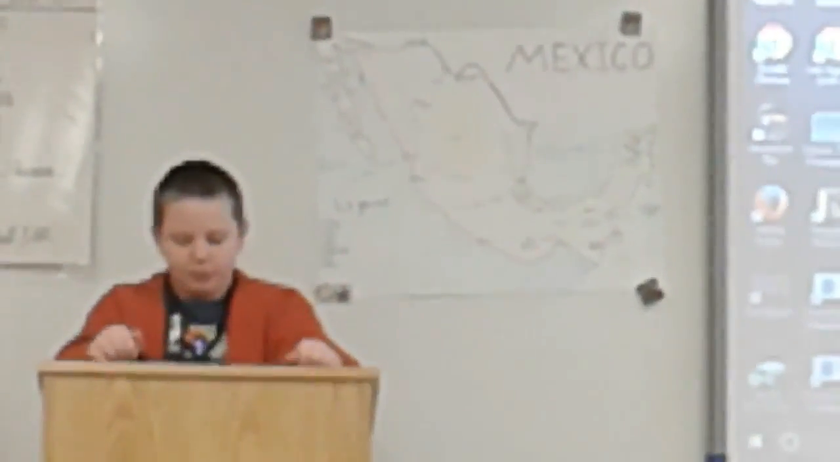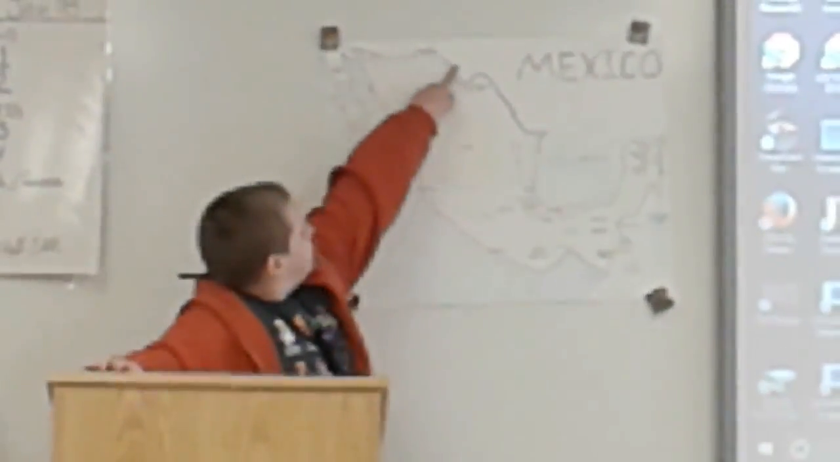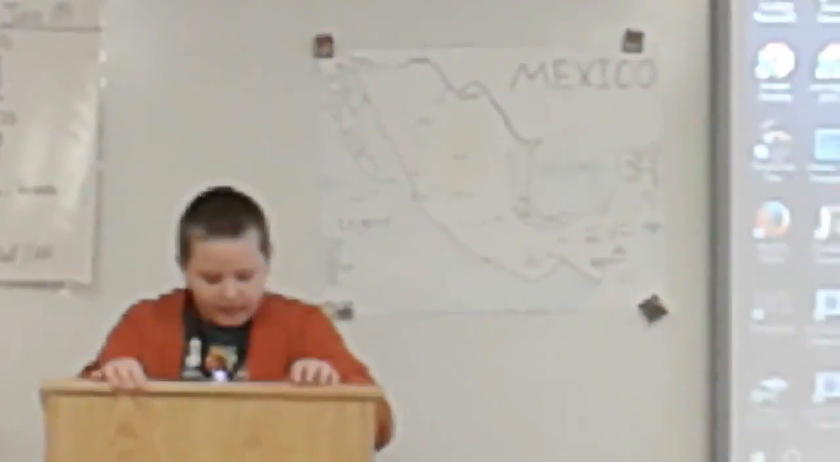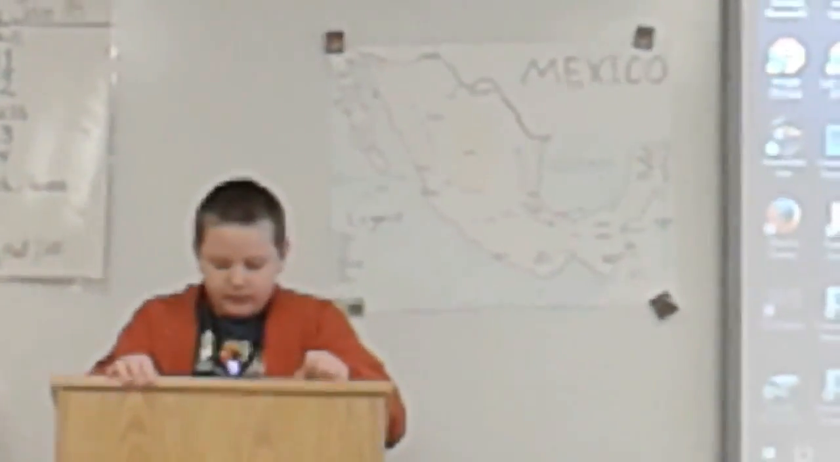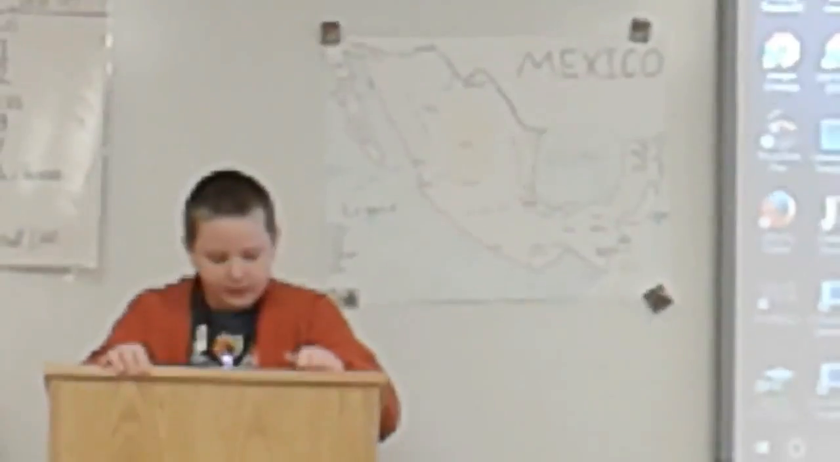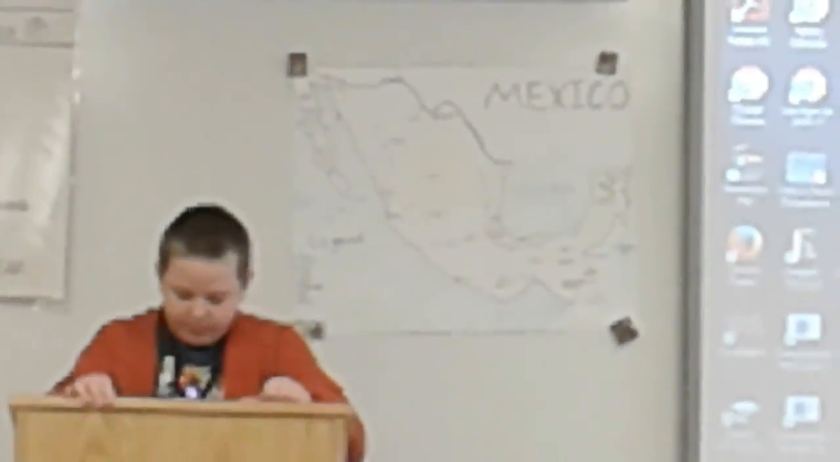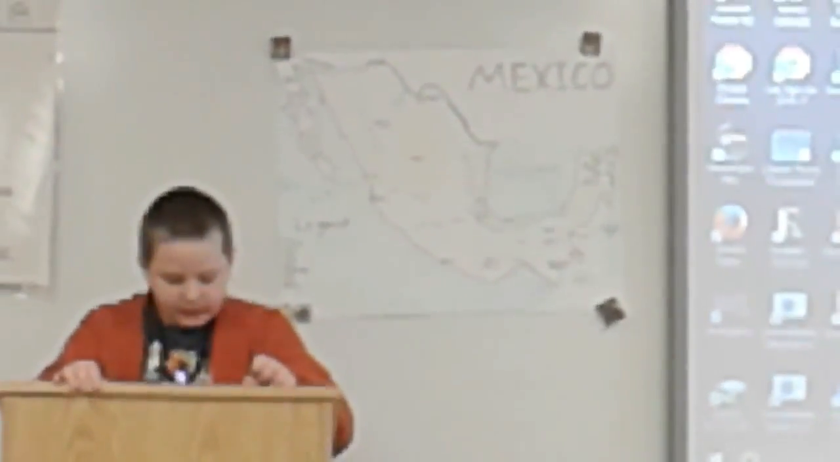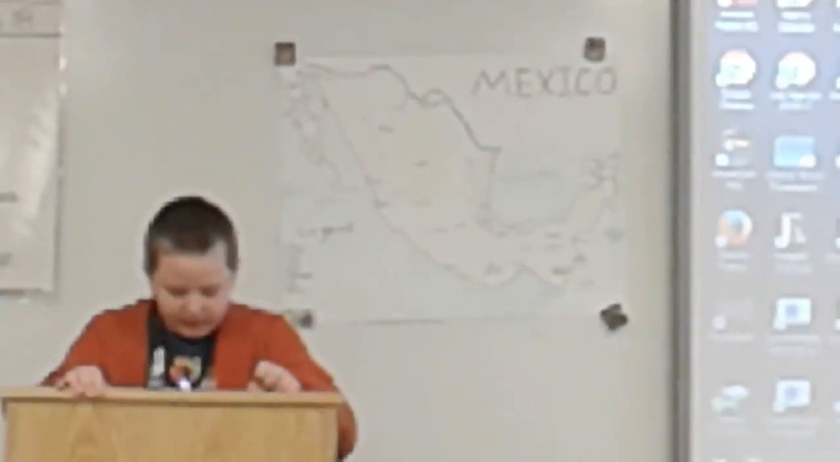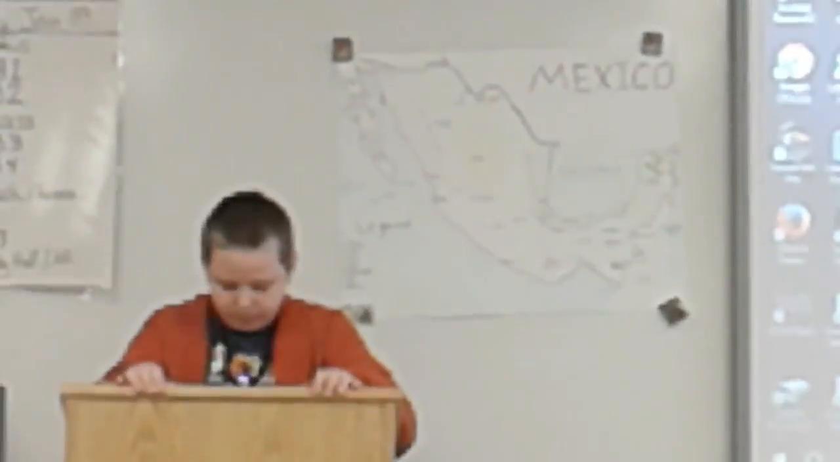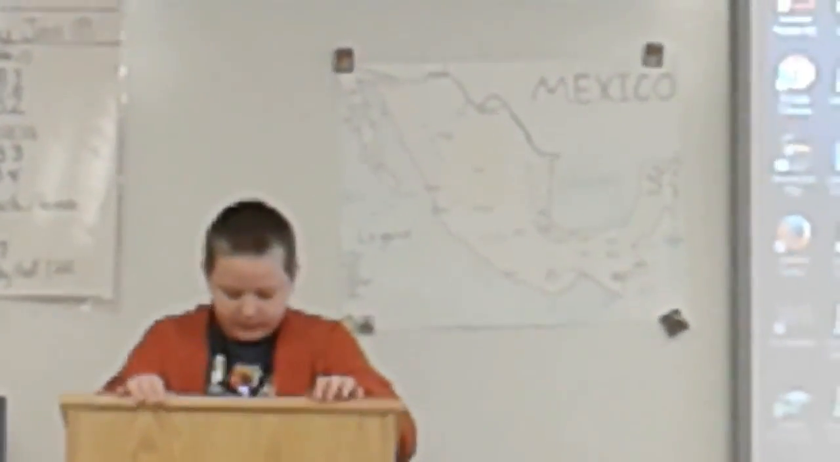Mexico and the U.S. share a border, which is right here. And it is the second longest border in the world. The only bigger one is between the U.S. and Canada. Mexico also shares the Pacific Ocean and the Gulf of Mexico with the U.S. Mexico also shares the Rio Grande River, which follows the border between our countries.